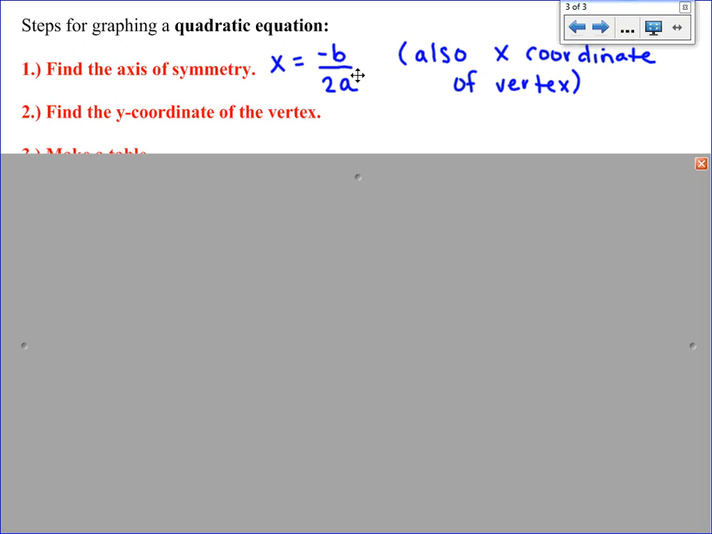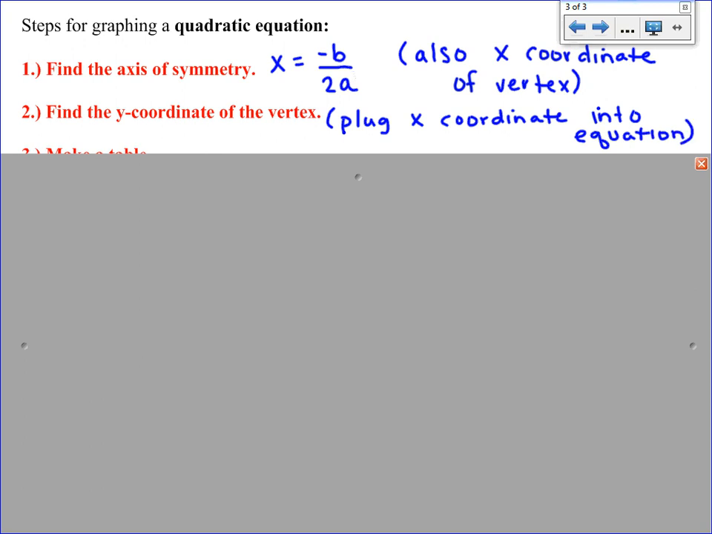Once you've figured out that axis of symmetry, or the x coordinate of the vertex, you now have to find the y coordinate of the vertex. To do that, you simply plug the x value that you found in step 1 into your equation. We'll go through an example where we practice all of this in just a little bit.